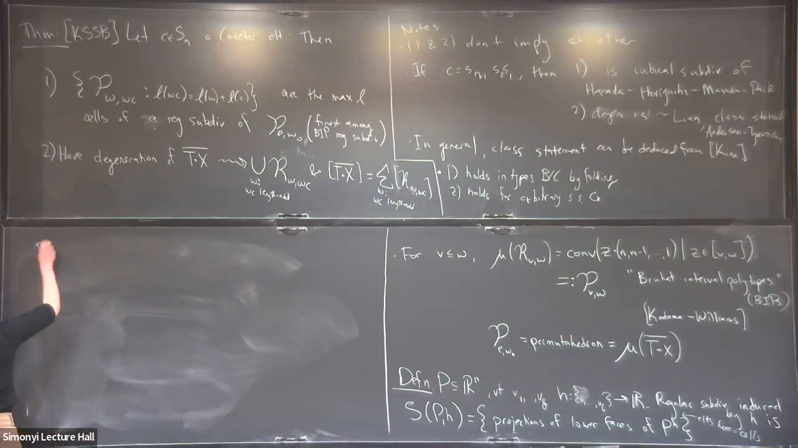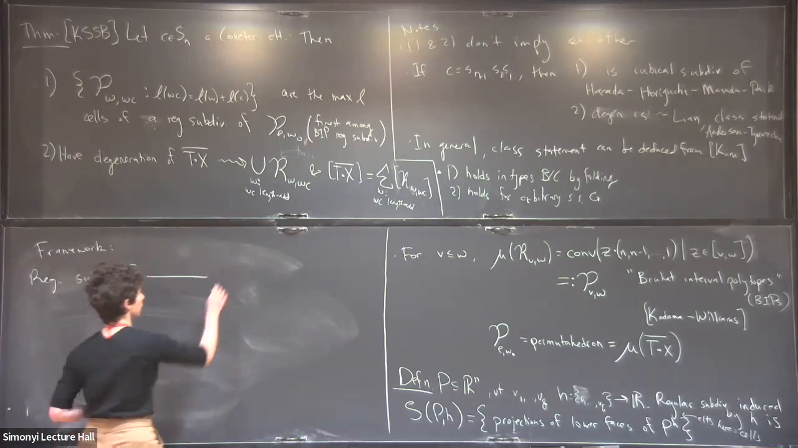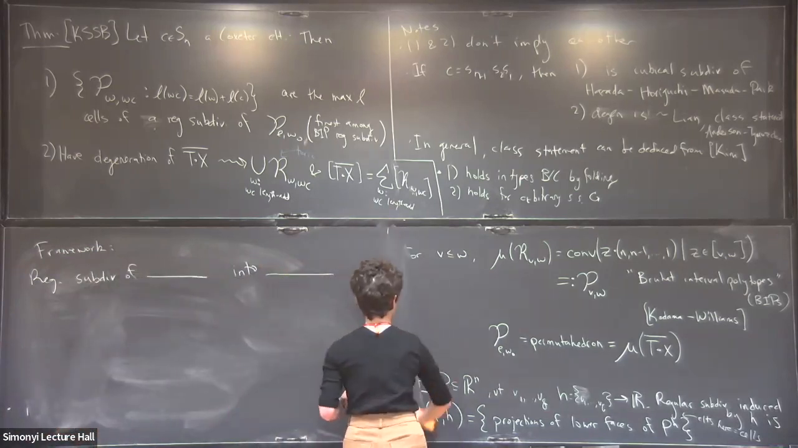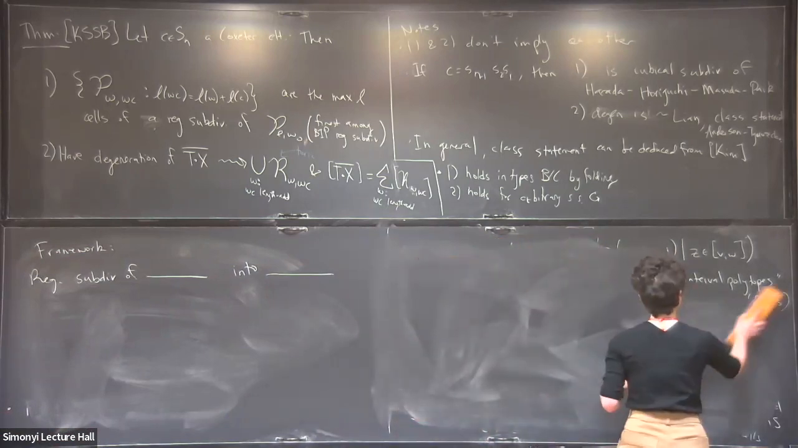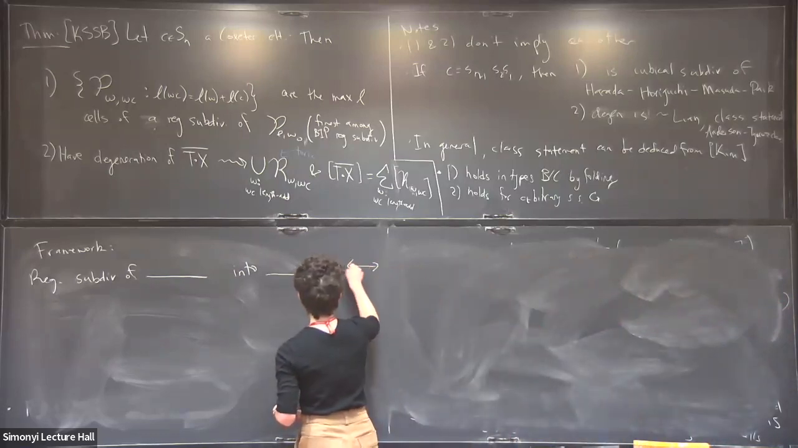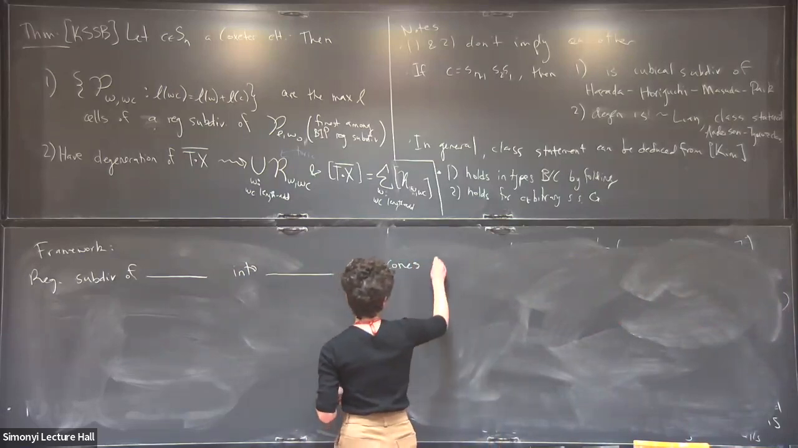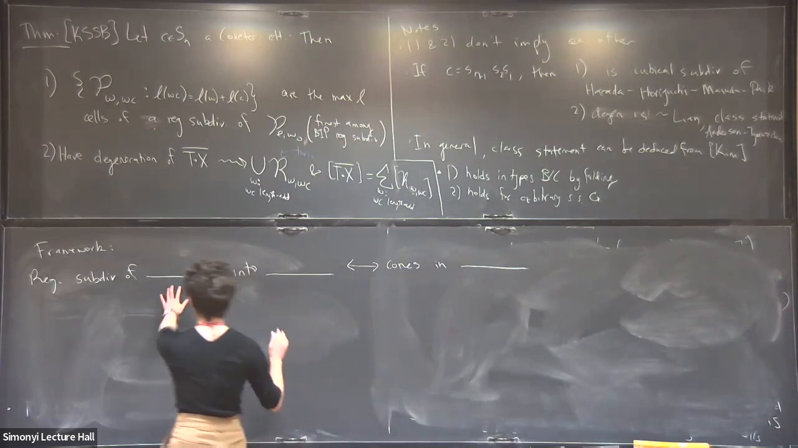Okay, so the framework is regular subdivisions of some big polytope, like the biggest polytope in a class, into the smaller polytopes in that class. And these regular subdivisions, we, in some sense, understand them because there's been all of this work which shows that they correspond to cones in a particular polyhedral fan.